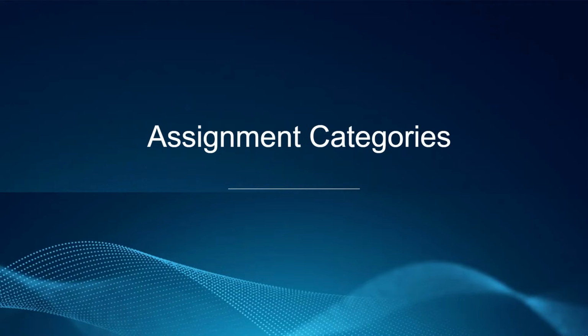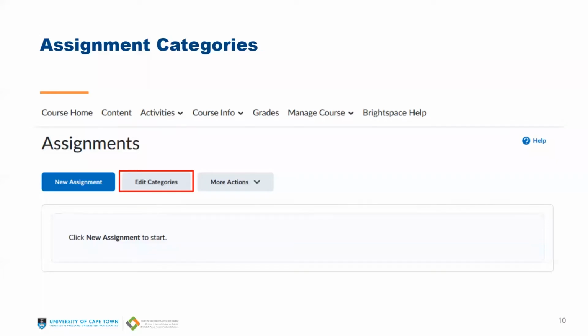So on the next slide, you'll see that when you arrive on the assignment page, you have a button there called Edit Categories. So that in itself is also slightly counterintuitive, because it kind of implies that you have categories already and you are wanting to edit them. But what it actually means is this is where you're actually going to start creating your categories. So as I said, it's completely optional, but it's just a way where you can sort your assignments as you're going along.